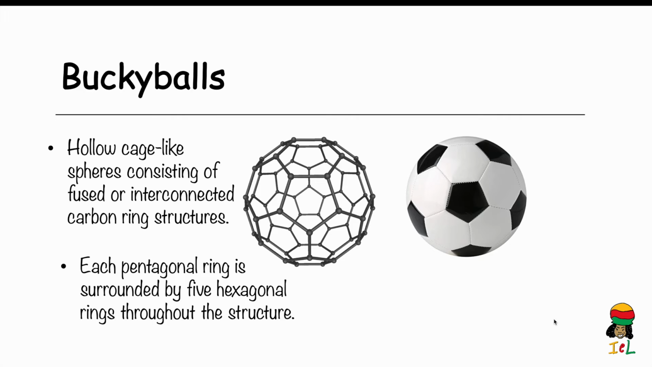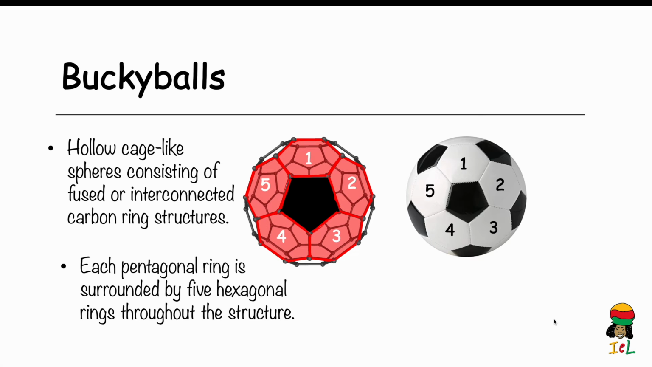Within the buckyball structure, a pentagonal ring, highlighted in black in the buckyball molecule to match the football, is surrounded by 5 hexagonal rings that are numbered on the buckyball and the football. Note that a pentagonal ring has 5 carbon atoms bonded together with 5 sides where the covalent bonds exist, while the hexagonal ring structure has 6 carbon atoms bonding together, as well as it has 6 sides where the covalent bonds exist between the carbon atoms.